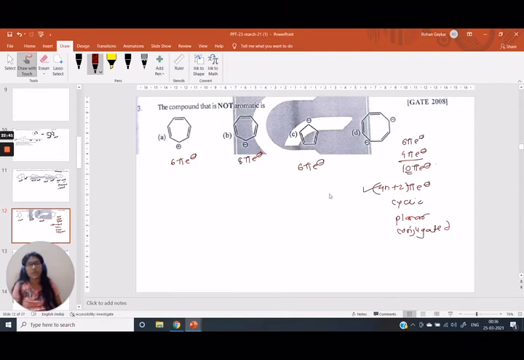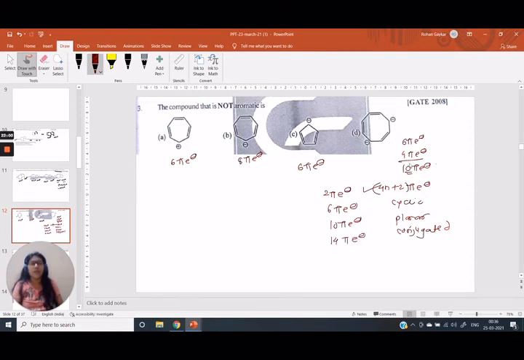If n is equal to 0, then 2 pi electrons. If n is equal to 1, then it is 6 pi electrons. If n is equal to 2, then it is 10 pi electrons. If n is equal to 3, then it is 14 pi electrons.